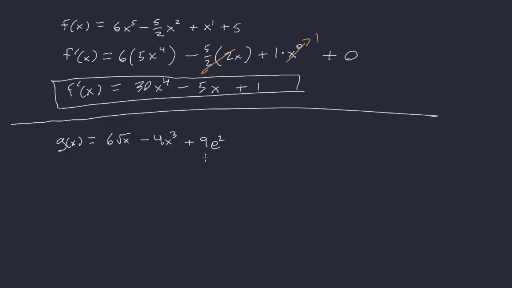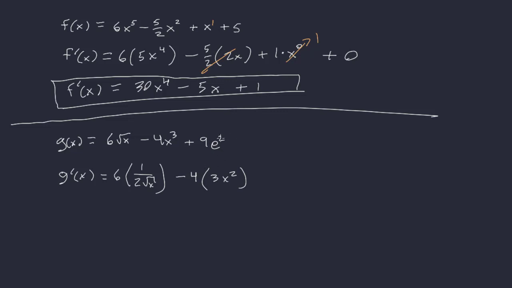Alright, for the next example, let's look at g of x equals 6 square root of x minus 4x cubed plus 9e squared. Let me show two ways that you might go about doing this. One is you just remember that the derivative of the square root of x is 1 over 2 square root x. That's probably the easiest way to go. Then we have negative 4 times 3x squared. And here is a trick. You might think, oh, e to the whatever is itself, but this is e squared. This is actually just a constant.